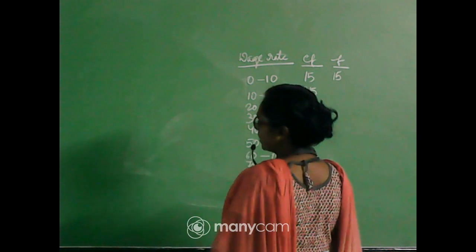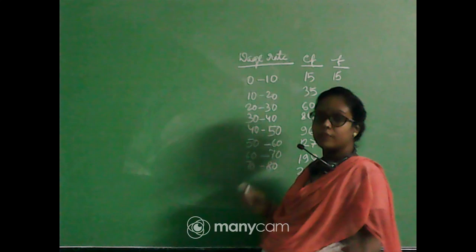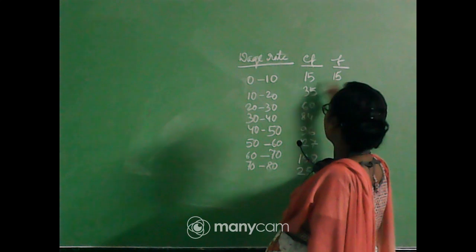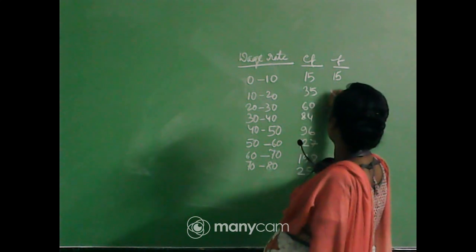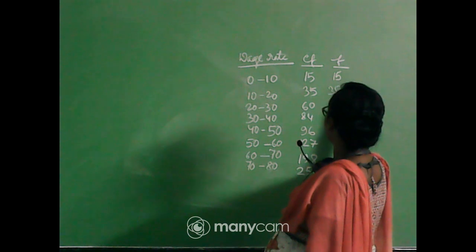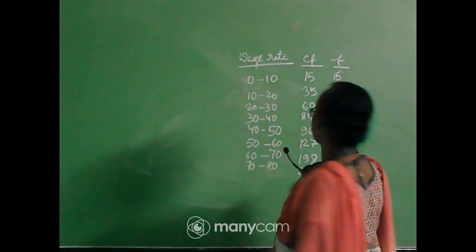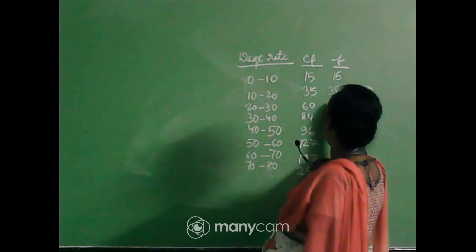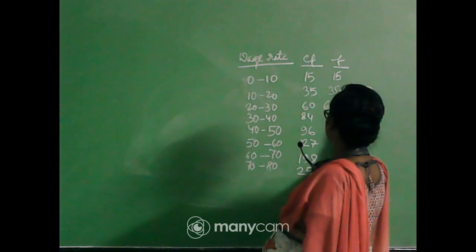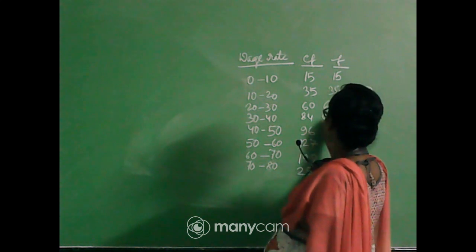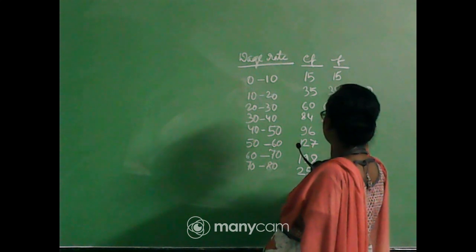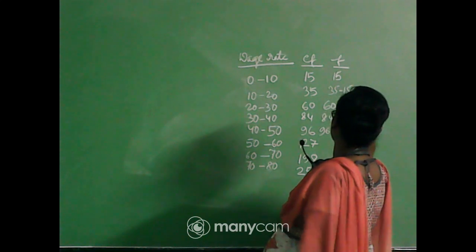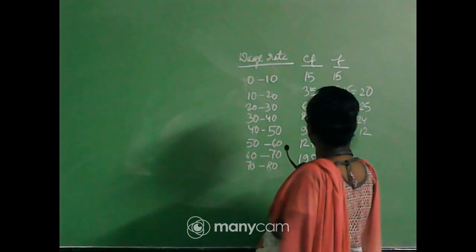If frequency is given, how do we find the cumulative frequency? We add successively all the frequencies. So here the first frequency is 15. Next, if we subtract, 35 minus 15, we get 20. Next frequency, same, 60 minus 35, 84 minus 60, 96 minus 84, 127 minus 96.